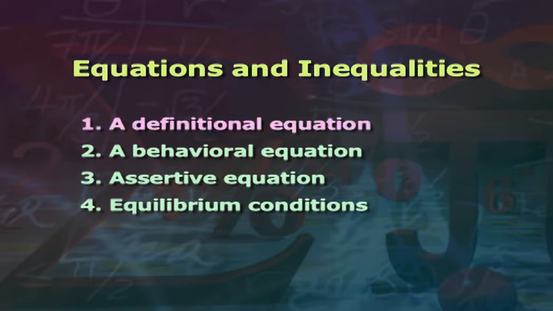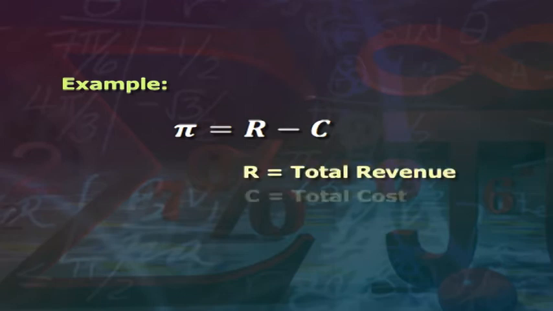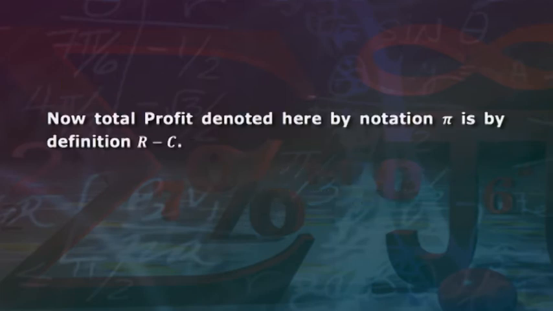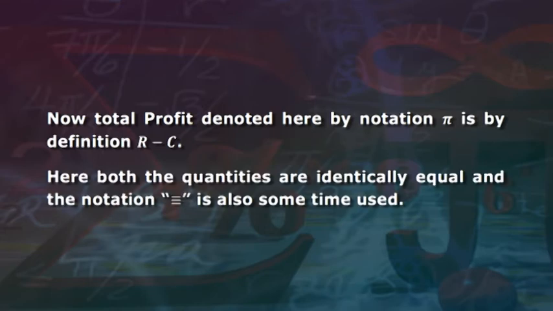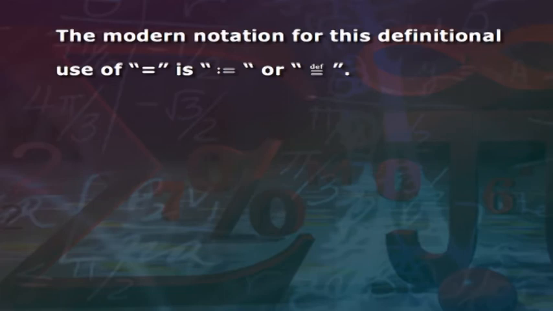1. A definitional equation. Example: pi is equal to r minus c. Here r is total revenue, c is total cost. Now, total profit, denoted here by the notation pi, is by definition r minus c. Here both the quantities are identically equal and the notation with three bars is also sometimes used. The modern notation for this definitional use of equality is colon equal or def equal.